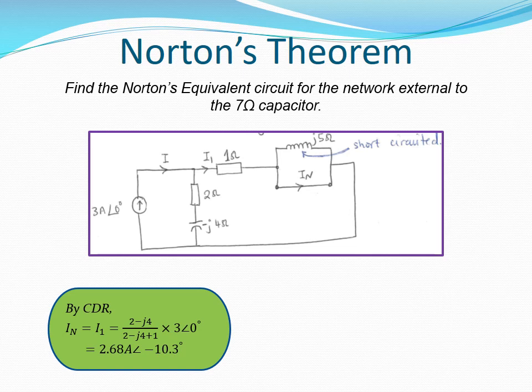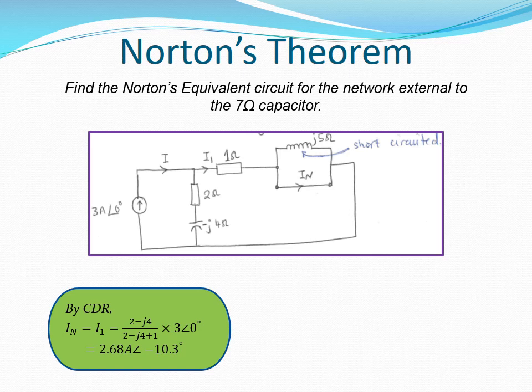Therefore, the circuit is effectively made up of a branch containing the 1 ohm resistance in parallel with the branch containing 2 ohm resistance and 4 ohm capacitance. The Norton's current is calculated using the current divider rule. It works out as 2.68 amps at minus 10.3 degrees. We go on to determine the Norton's impedance.